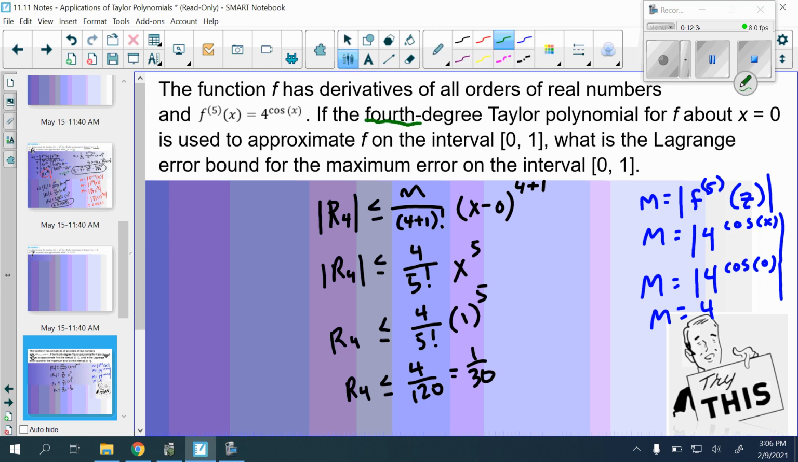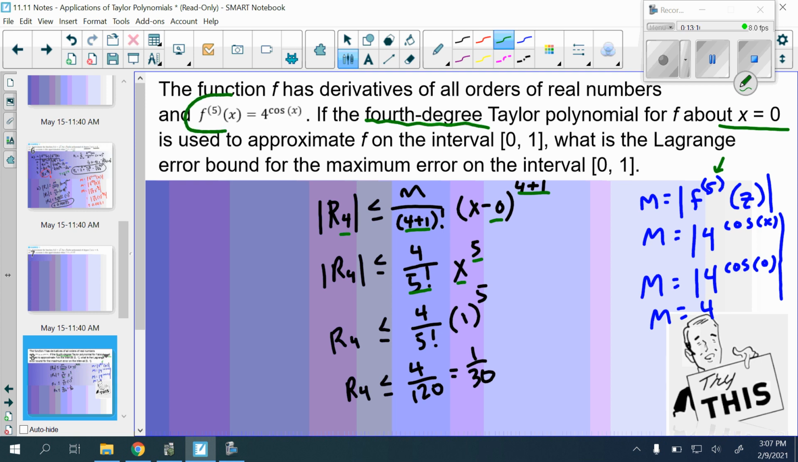So for this one, if they want that fourth degree one, that means we're finding the Lagrange error of 4, which means we should do 4 plus 1 factorial. 4 plus 1 should be our power. It's about 0, so we should be doing x minus 0. And then we need our m value. That'll turn into 5 factorial and x to the 5. To get our m value, we take the 4 plus 1 derivative, because we're doing a fourth one, but you got to go up one. So it's the fifth derivative at the z value that's going to be the biggest.